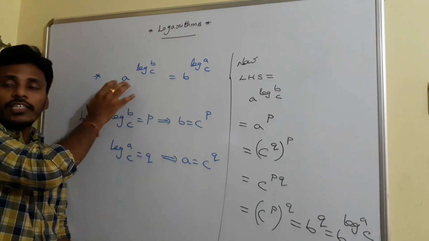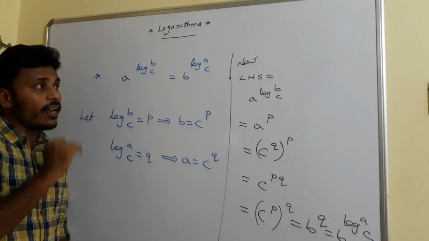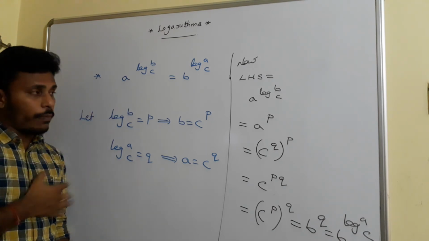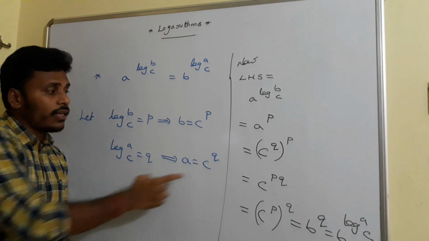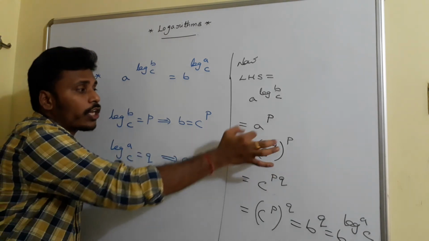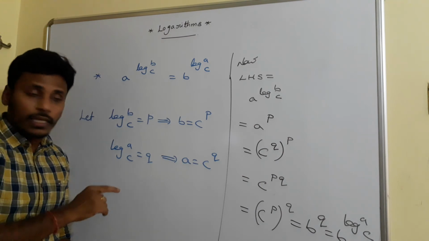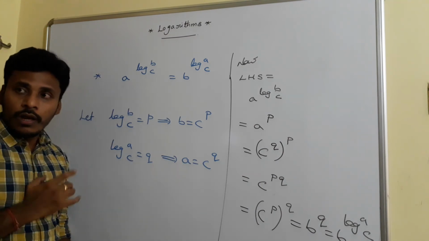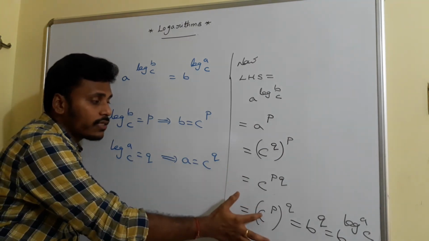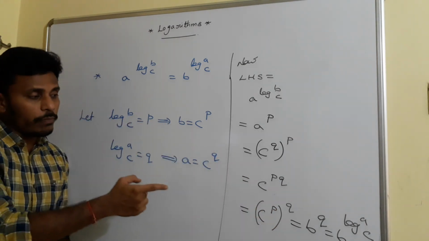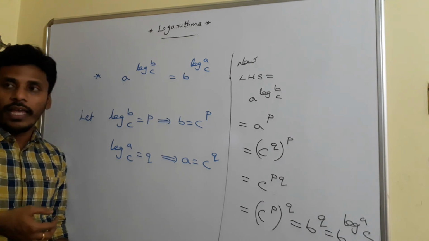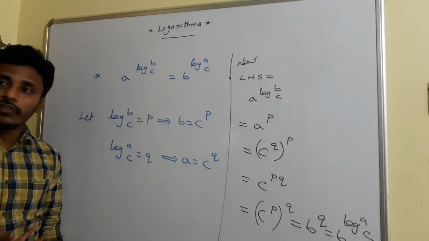Now to prove this, start with the left hand side. What is the left hand side? A power log B base C equals A power P, right? And what is A? C power Q. So C power Q, whole power P, equals C power PQ. Now this C power PQ can be written as C power P, whole to the power of Q, and that C power P is B, so B power Q equals B power log A base C. Now finally we have this result.